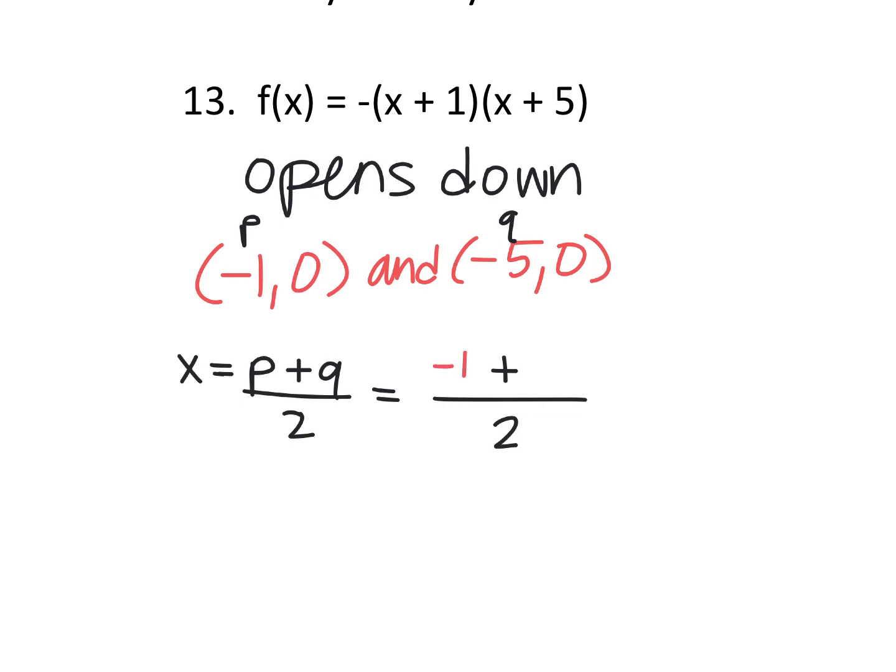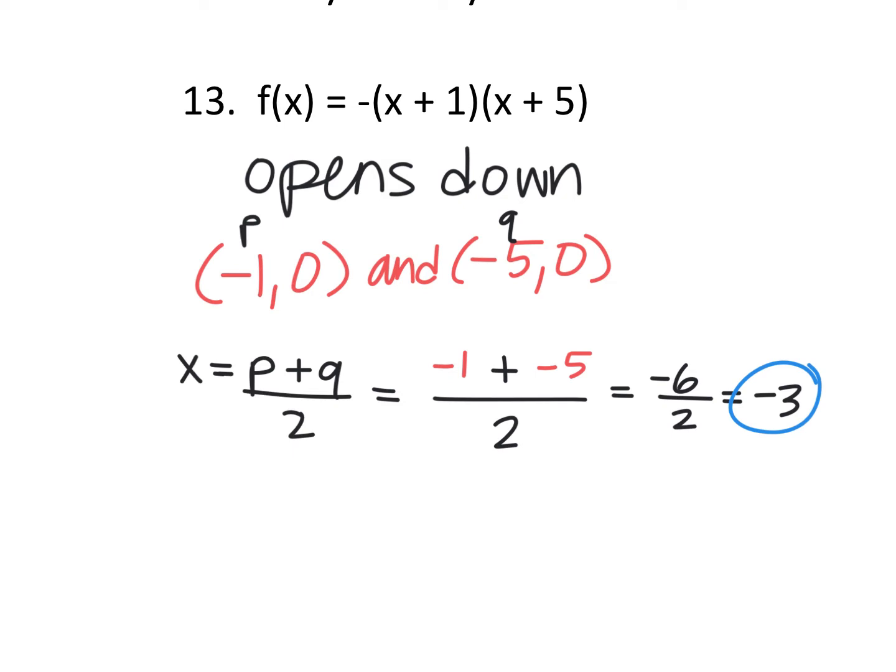So it's -1 plus -5 divided by 2, or -6 divided by 2, and then is this what you guys said? -3. Yeah, -3 is right in the middle. So if you can do it in your head, awesome. You don't need to solve this out, that's okay. If you need to solve it out, that's fine.